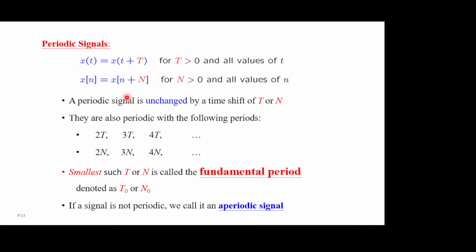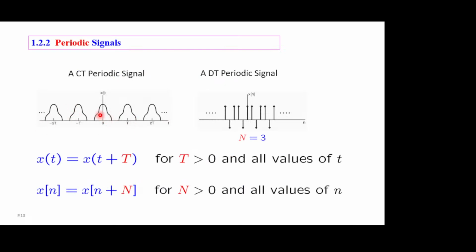There are signals that satisfy those relationships. As we said, a periodic signal is unchanged by a time shift of one period, so big T or big N. And another interesting thing about this property: if you shift by T, it doesn't change. Then if you shift by big T once again, it should still not change. So maybe look at the picture. Shift everything to the left by one slot, it doesn't change. Then you shift to the left by two slots, it doesn't change. Or you shift to the right by one slot, by two slots, it doesn't change.